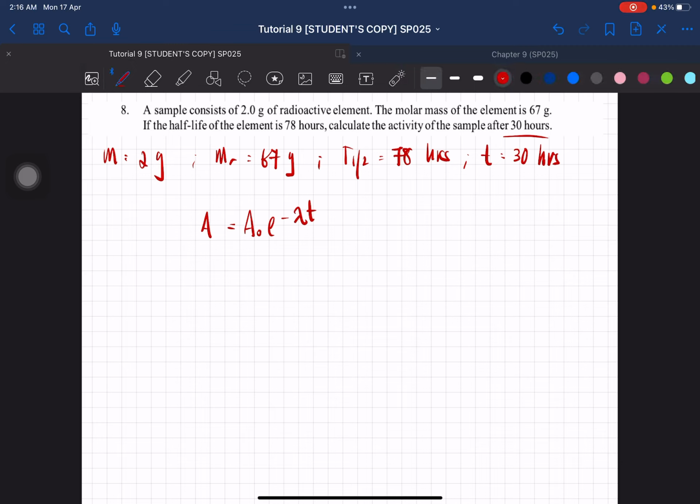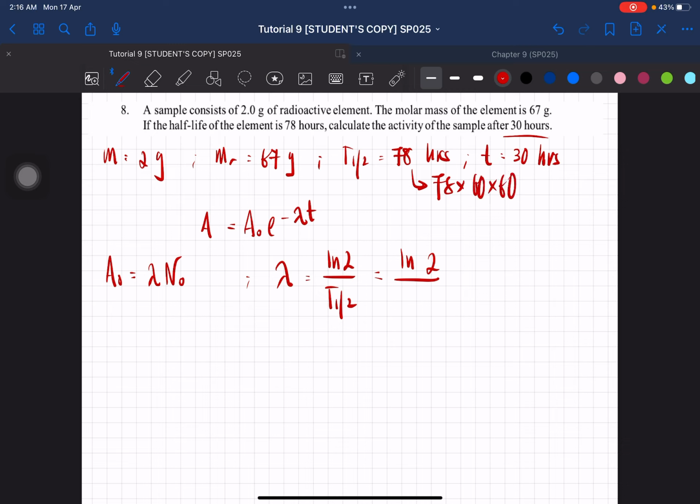We know that the initial activity can be calculated using lambda times the initial number of molecules. And lambda, the decay constant, is equal to ln 2 divided by the half-life. So first let me just calculate this. It will be 78 times 60 times 60. That is 78 times 3600, which is 280800. So this is in seconds.